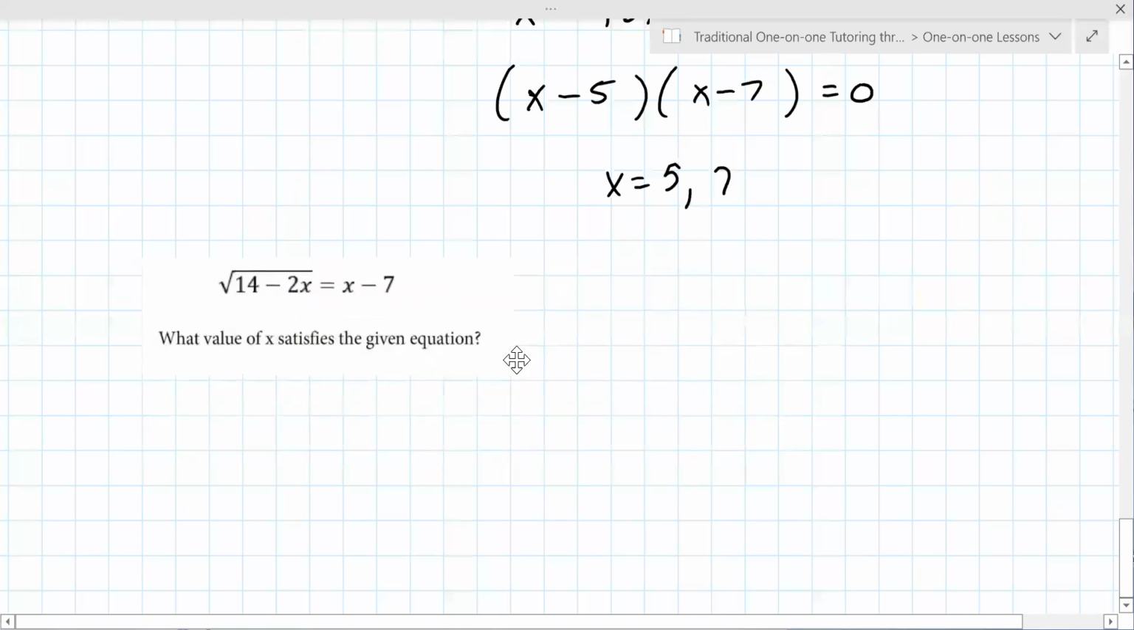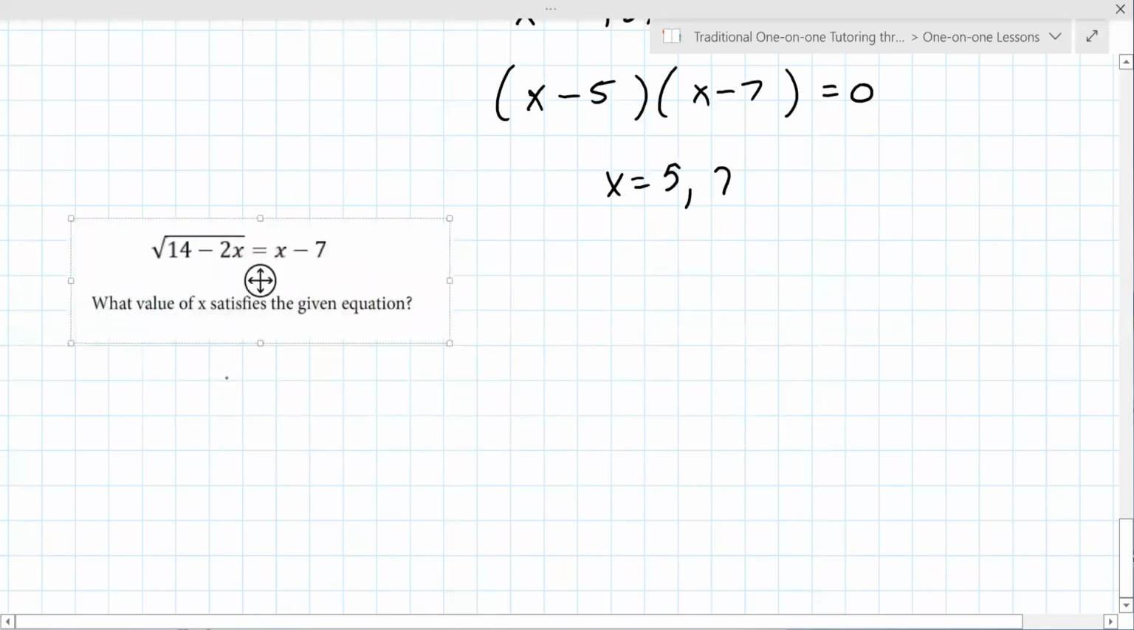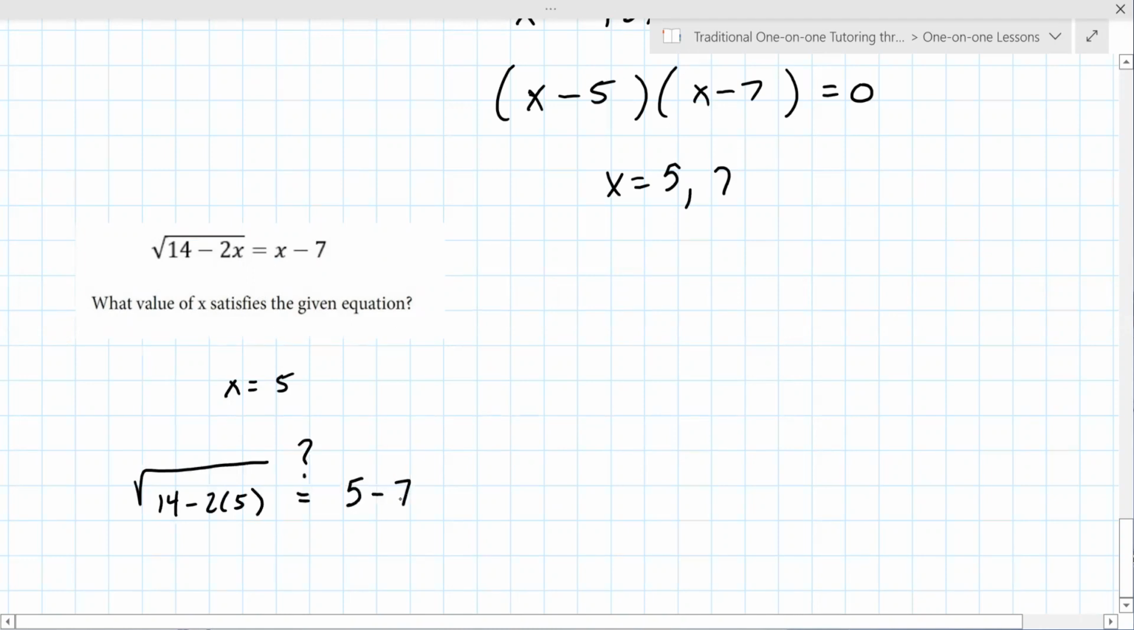All right, so on the left here, we're going to try x equals 5. It's 14 minus 2 times 5 equals, and a question mark, meaning I wonder if they're the same. You would tend to think they are, but we're going to see that they're not in a moment. Inside the root, 14 minus 2 times 5, 2 times 5 is 10, 14 minus 10 is 4, square root of 4 is 2. Does 2 equal -2? No.